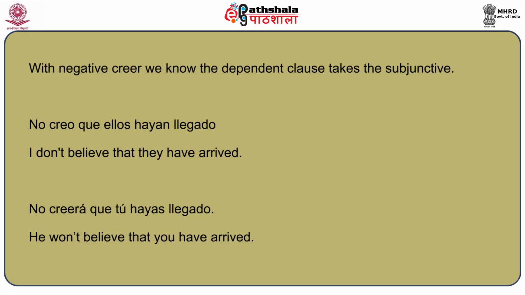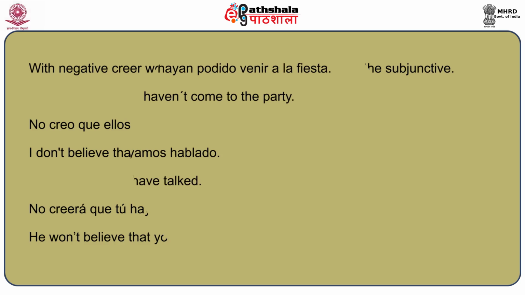With negative creer, we know the dependent clause takes the subjunctive. No creo que ellos hayan llegado. I don't believe that they have arrived. No creerá que tú hayas llegado. He won't believe that you have arrived.